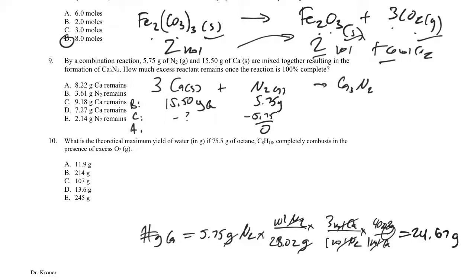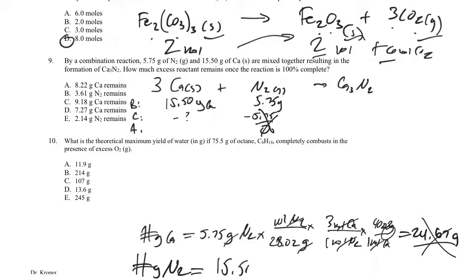If I go to consume or lose 24.67 grams of calcium, I don't have that much calcium. So therefore, N2 must actually be left over at the end of the reaction. We must not consume it all. So this is an impossible quantity given the amounts of calcium we have provided. So instead we need to ask the question, how many grams of N2 can react with the given calcium?